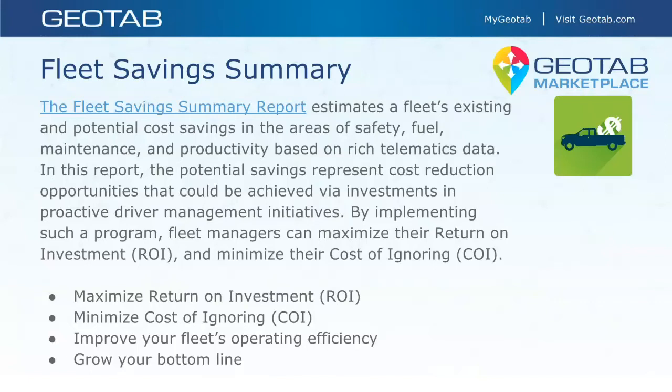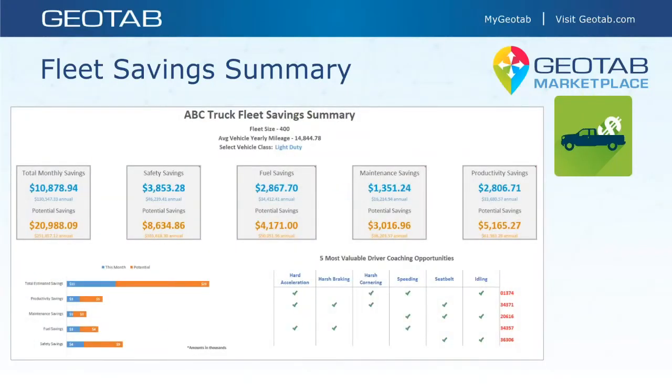But based on industry data and benchmarking, there are this much more potential savings available to you that you can be taking advantage of. This is what the report looks like when you download it and when you look at it in Excel. So you have on the left the total monthly savings, and then it's broken down by category: safety savings, fuel savings, maintenance, and productivity. If I'm looking at safety, for example, my savings for last month were $3,853. Over the course of a year, I'm saving about $46,000 just on safety alone.